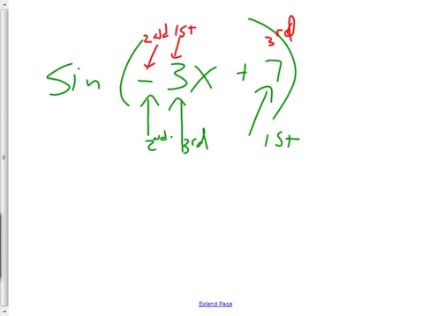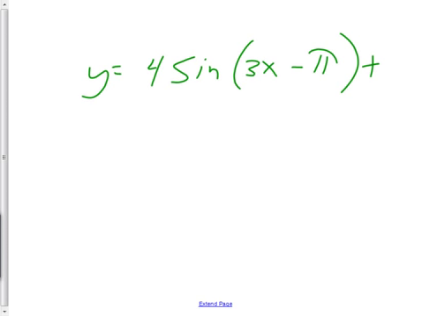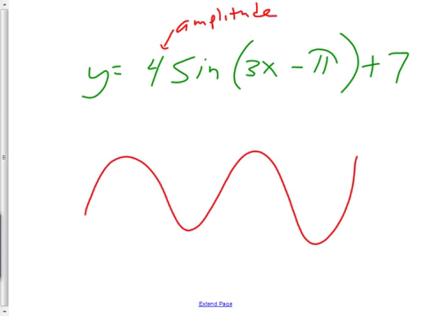Okay. Yes? Should you just go over that equation once in a while? Sure. So you got y equals 4 sine 3x minus pi plus 7. Okay, there is a general one. This is called the amplitude. Remember how sine goes like this? The amplitude tells us how high it's going up and down compared to the middle line.